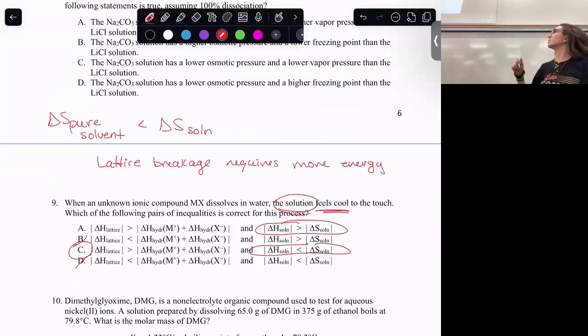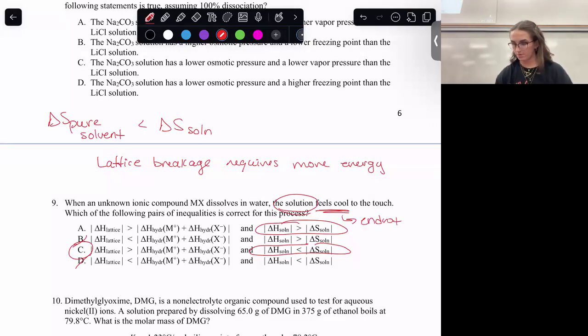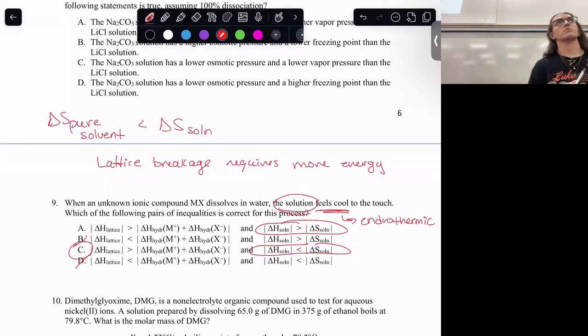Right, in case she asks a similar question but changes what's on the outside. So if the hydration enthalpy was greater, the solution would be exothermic. Yes. Right, and so since this is feeling cool, we are absorbing energy, so this is an endothermic process. Where warm would be exothermic because we're releasing heat. If it is an exothermic solution, the delta H of hydration will be bigger.